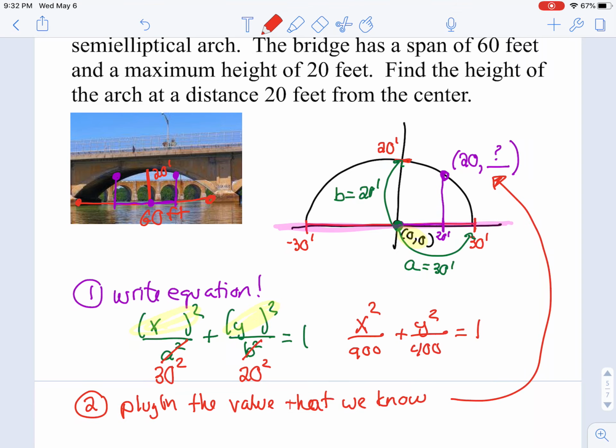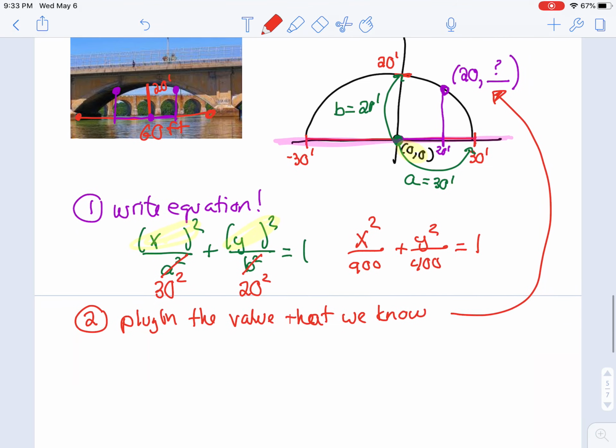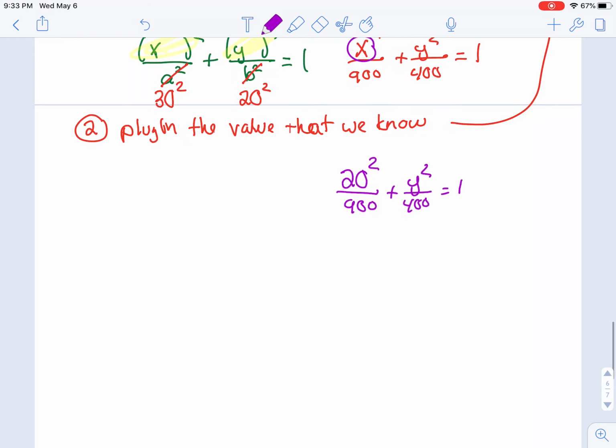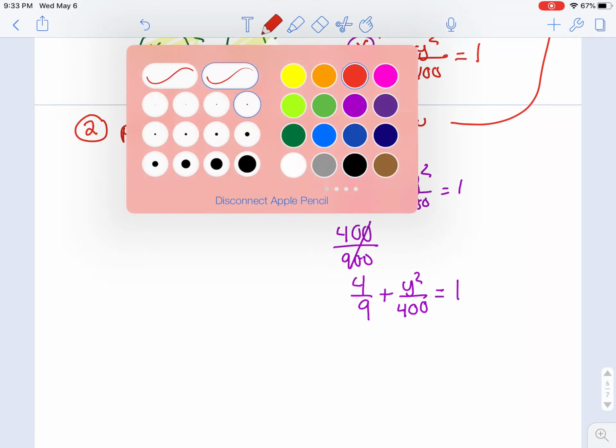In this case, the value that we know is that x value of 20. So if I take my equation and plug in that x value of 20, I get 20 squared over 900 plus y squared over 400 equals 1. Really, it just becomes a matter of solving this equation. There are fractions, and some people have a little bit more trouble with that. 20 squared is 400 over 900. I'm going to reduce that to 4/9. So now I have 4/9 plus y squared over 400 equals 1.